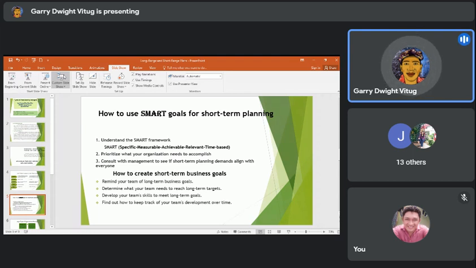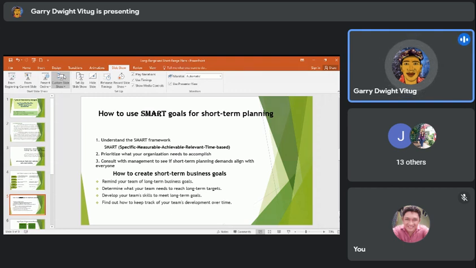Then po, how to create short-term business goals. So una po, number 1 po, remind your team of long-term business goals po. Ipaalala po kung ano ang layunin ng long-term goal agenda o polisiya po ng ating organisasyon.